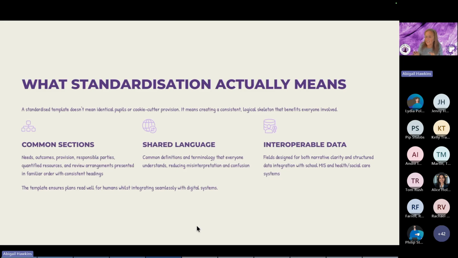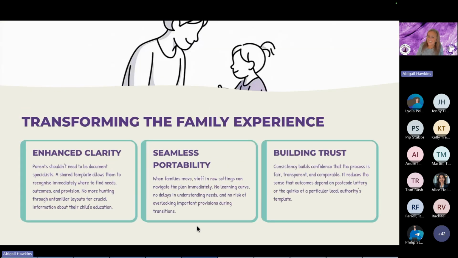So those three things, standardization to me: the common sections, a shared language, and that interoperable data, so that we can share data between different systems safely, of course, and within GDPR and data protection. I think it would also help transform the family experience. We know that families are frustrated with systems at the moment, and with the whole process of things. I think it should be about supporting our families as much as it is about supporting ourselves within schools.